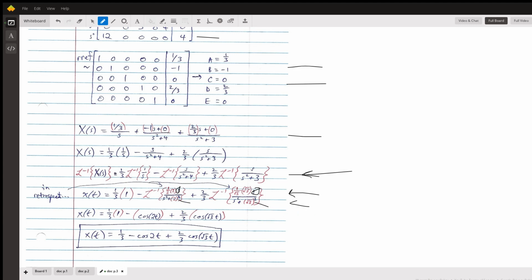Doing that, and then going off the Laplace table, going the other way for inverse Laplace, that is how you end up at the final, well, that's just the application of the inverse Laplace transforms. The final simplification gets you to the final x of t. x of t is 1/3 minus cosine 2t plus 2/3 times the cosine of the square root of 3t.